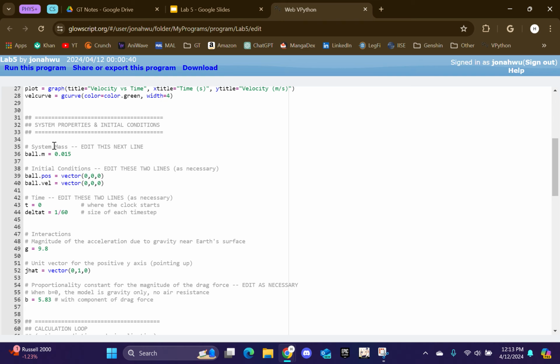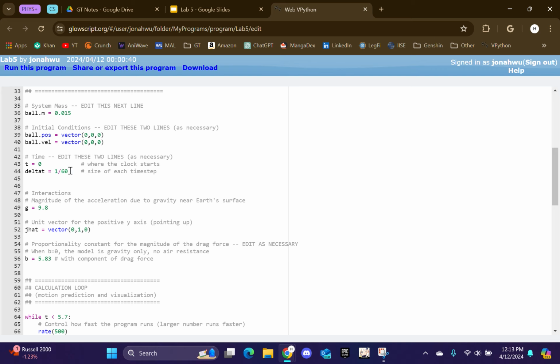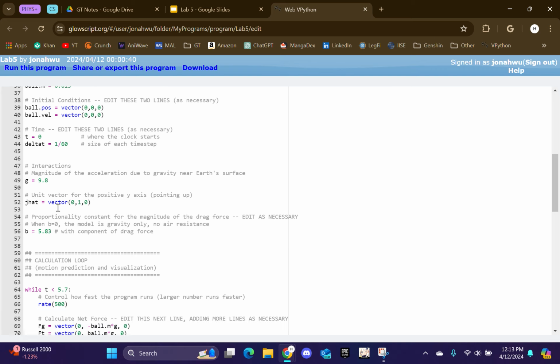These initial conditions were: the system mass is around 0.015 kilograms, with an initial position and velocity of 0. Change in time was set to 1/60th, which is basically one frame. And our proportionality constant for the magnitude of drag force, computed from guessing and checking, was around 5.83.